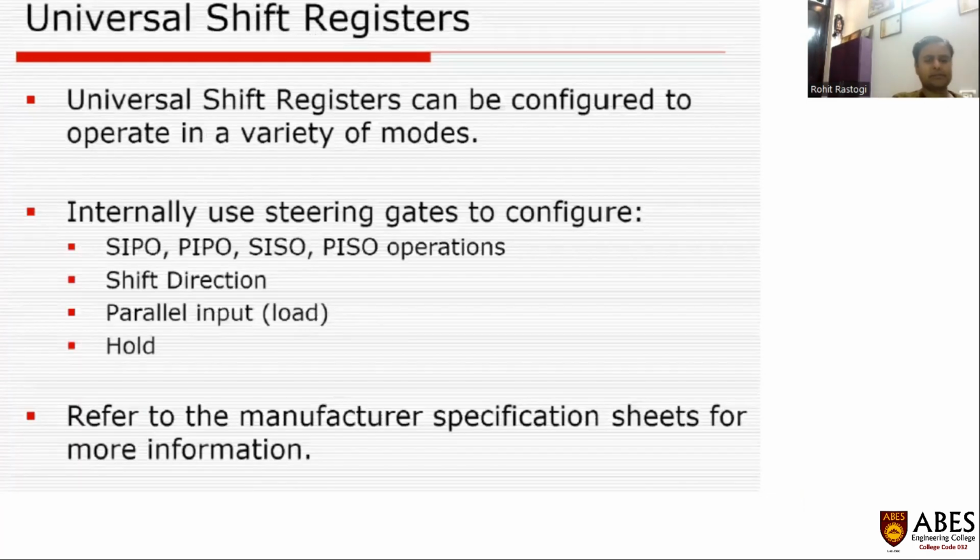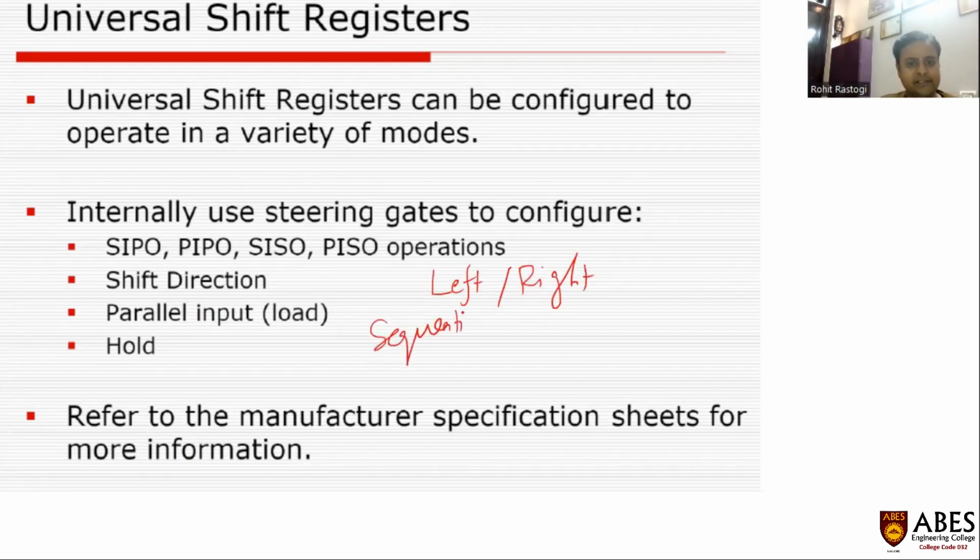So these are the four possible combinations of the shift register, and the shift direction is very important, whether it is the left side or the right side. Parallelism, whether it is sequential or parallel, we have to take care of also. And whether we have to hold the data at the same position or we have to get it moved, we have to take care of all these four parameters.